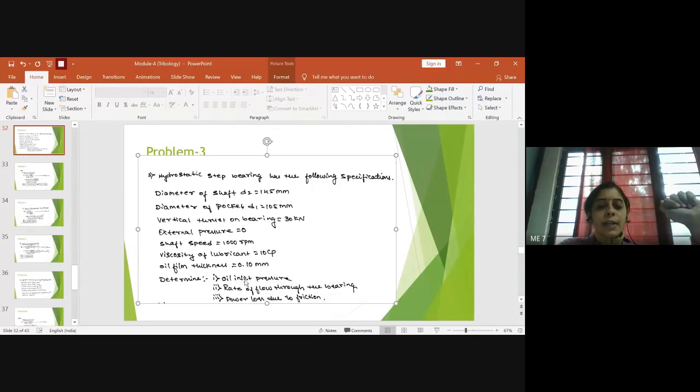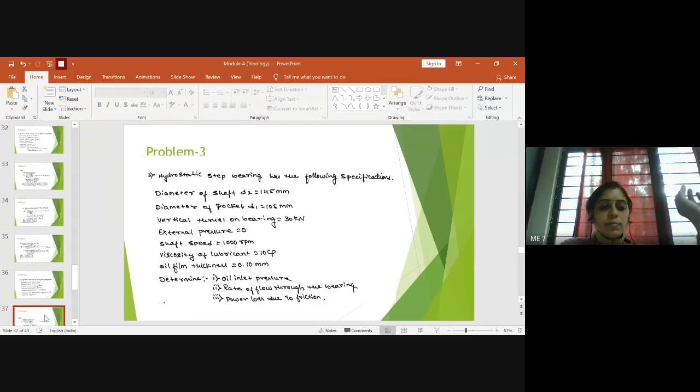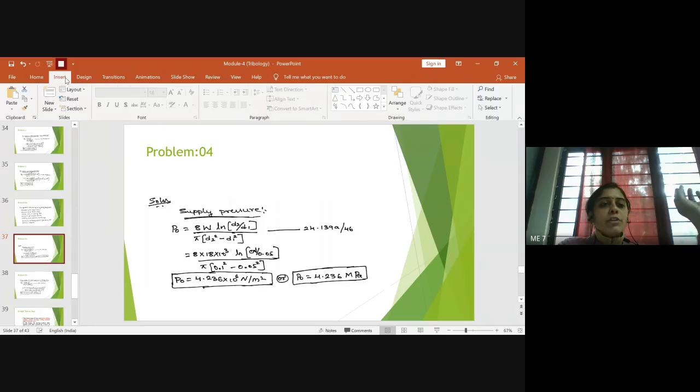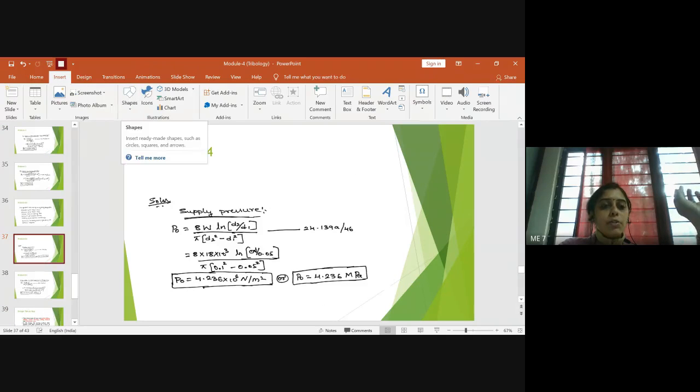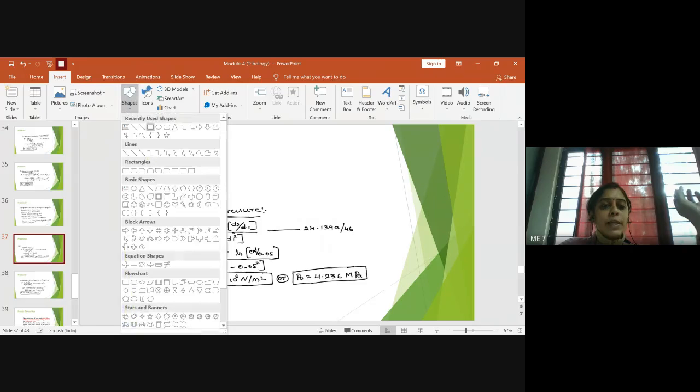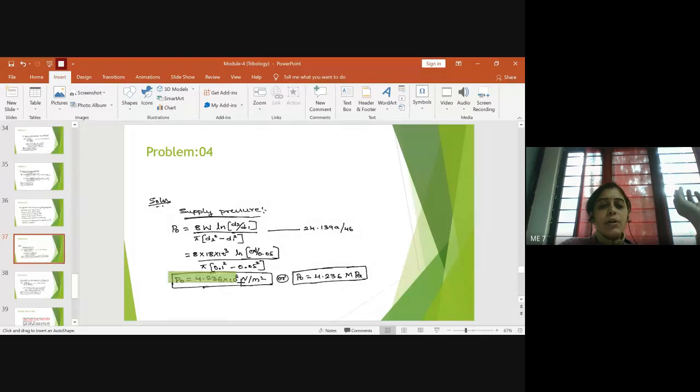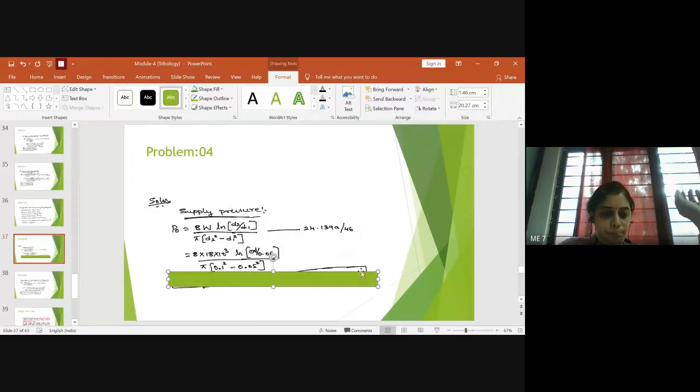So first, the oil inlet pressure is nothing but the value of P naught that we need to determine. If they ask you for supply pressure, it is one and the same. Don't get confused. So write down the equation for P naught. You are aware of the equation, what do you have to write for P naught? So kindly do.